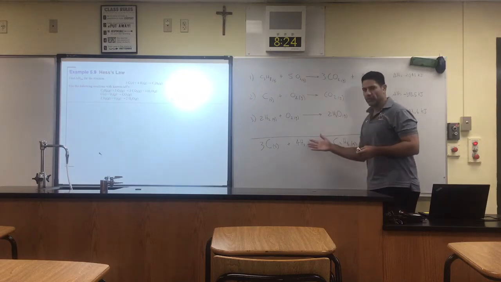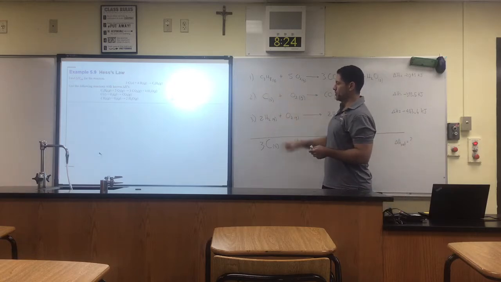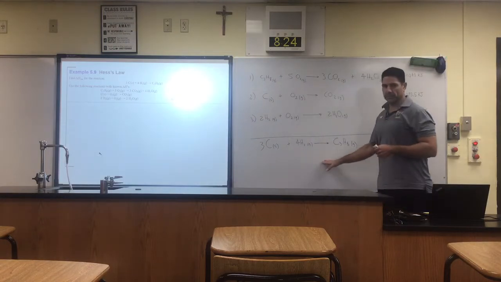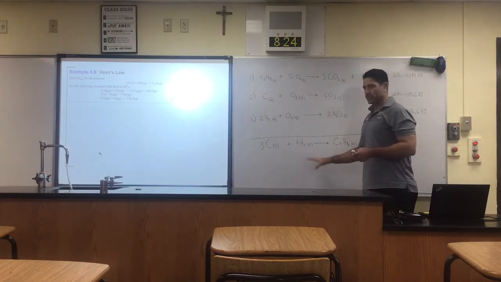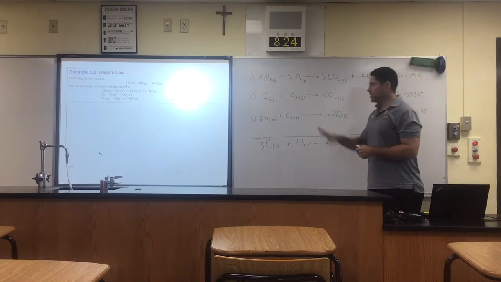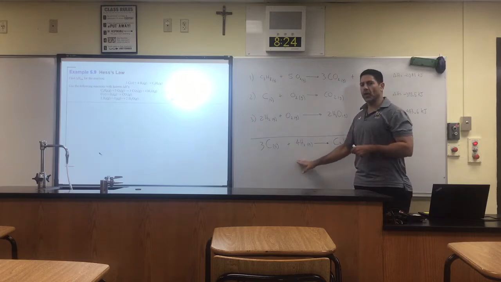Behind me, I rewrote the problems. I'm calling the first equation number 1, then number 2, and number 3, and then the one up here, which is the one I wrote down here. This is our net equation. This is the one we're trying to find. Now, what you're allowed to do is manipulate these three, but you cannot touch this one. This is the one that you're trying to get.